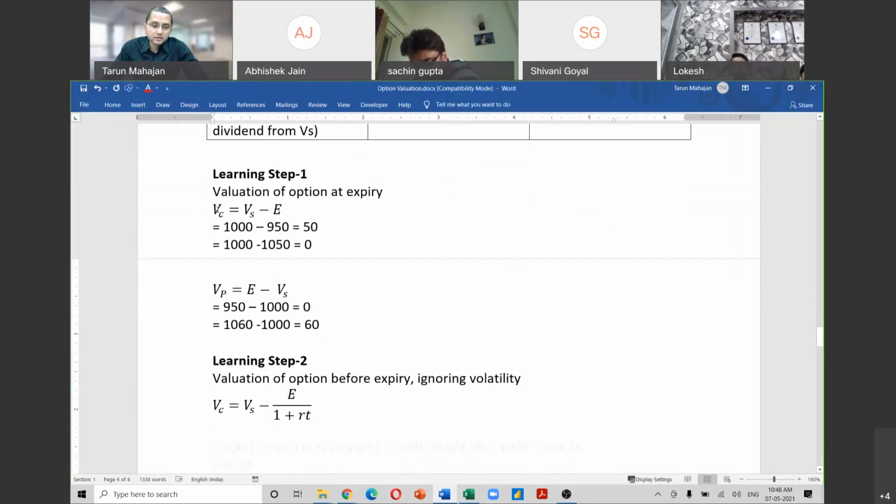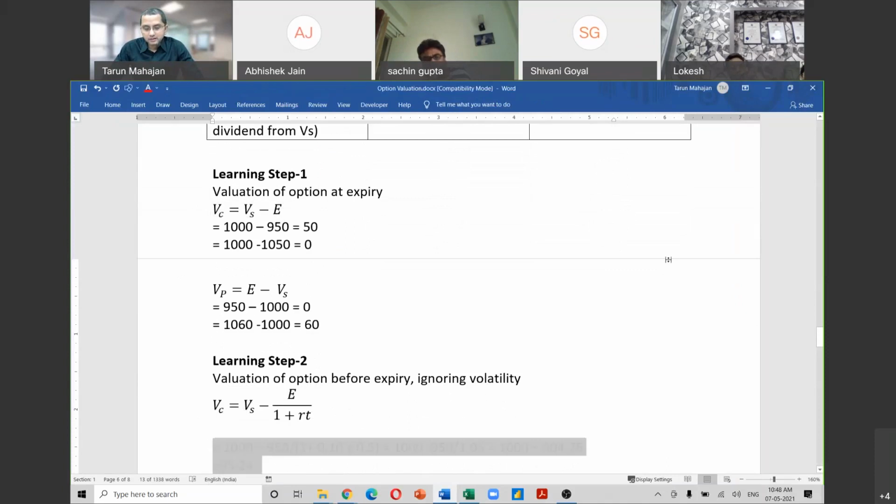Compare two formulas. This is VS minus E. This one is VS minus present value of E. I need to calculate present value of strike price because that is in future. VS is already in present.